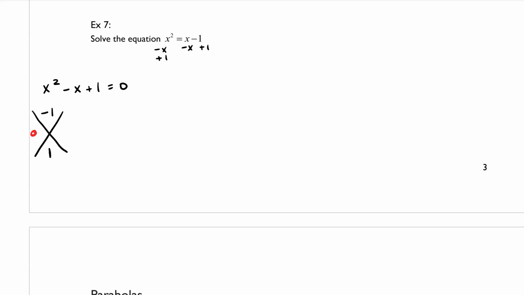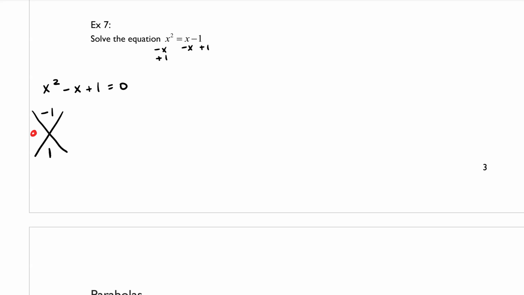And now we're going to use the quadratic formula. So we have -b plus or minus the square root of b squared minus 4 times our a value, which is 1, and our c value, which is also 1. And then all over 2a, so 2 times our a value. Now let's go ahead and simplify that.